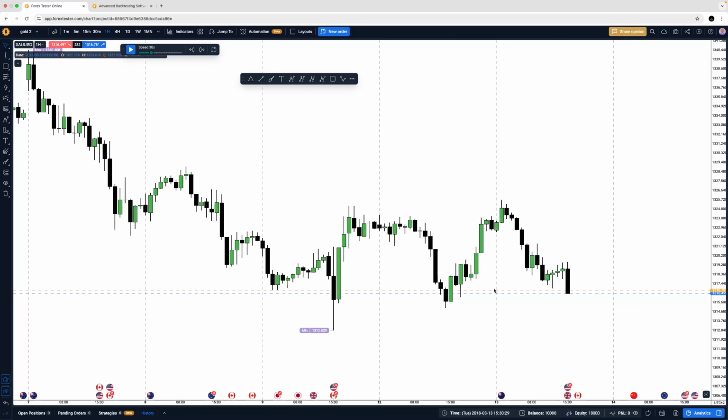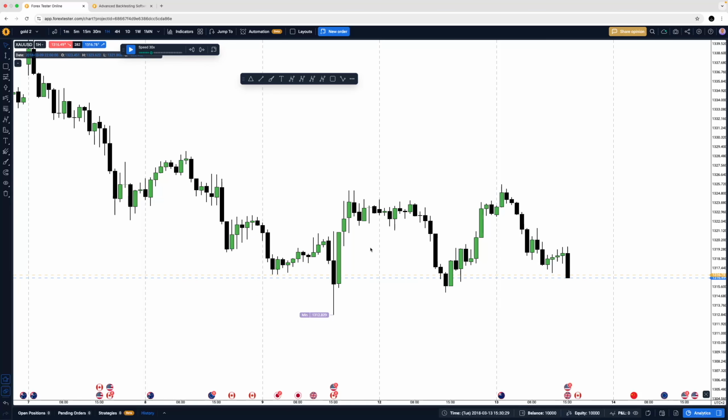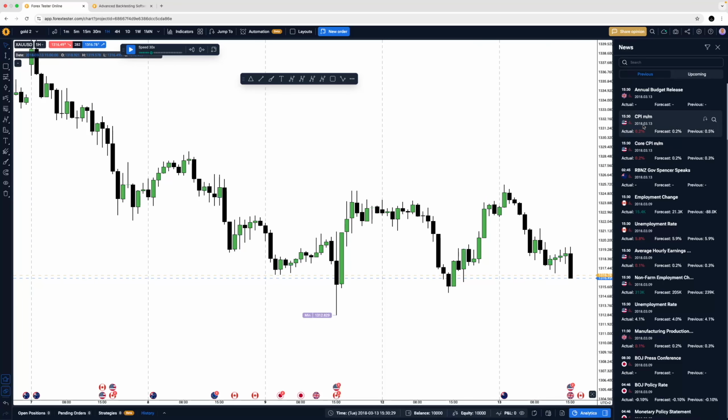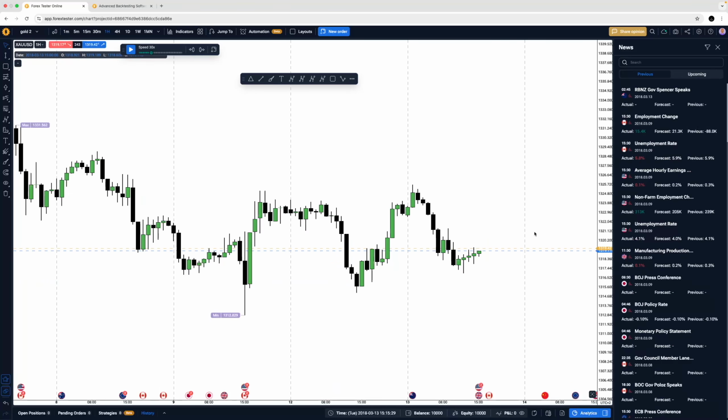Another thing I want to point out is that if you're trading the news, this is perfect. Let's click on the news right there, view all news. Let's say you trade the CPI. You can go back to 15 minutes before CPI. You can clearly see that this is where that move was happening. This is 15 minutes before CPI, and if we play it back, you can clearly see this.